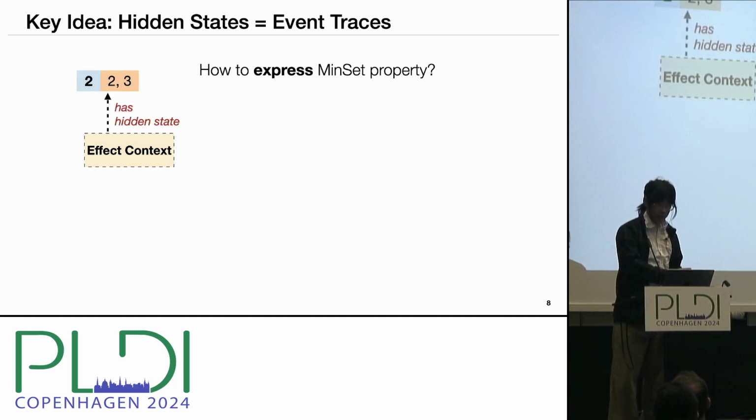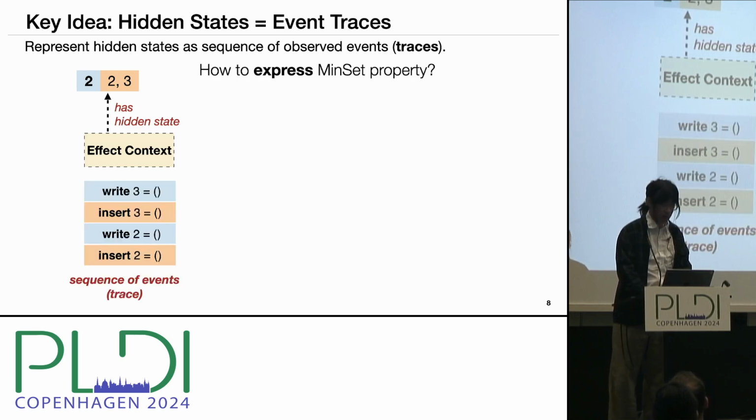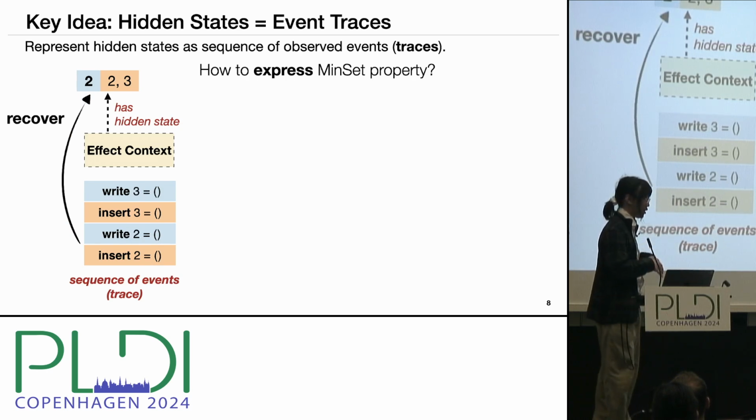Remember that this is an effectful context with hidden state. So our key idea is that we represent it directly as a sequence of observed events, which we call traces. For example, it looks like this. And we can use this sequence of events as a history to recover the hidden state, because we know the last write is 2, so the minimal element is 2. We already inserted 2 and 3, so the set contains 2 and 3.